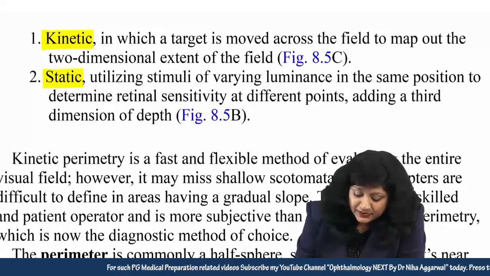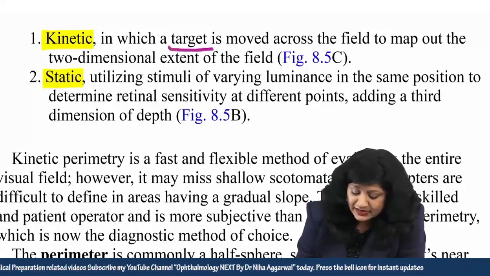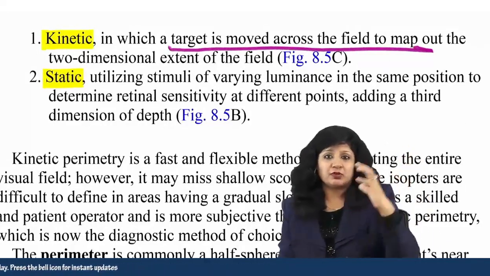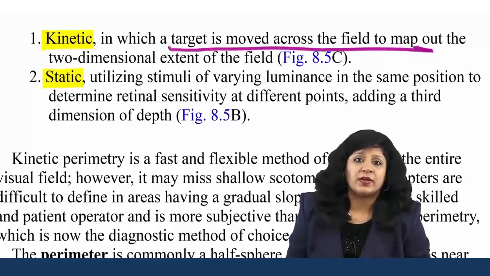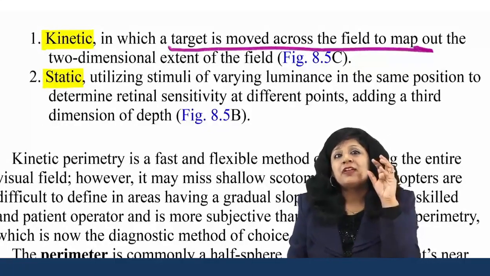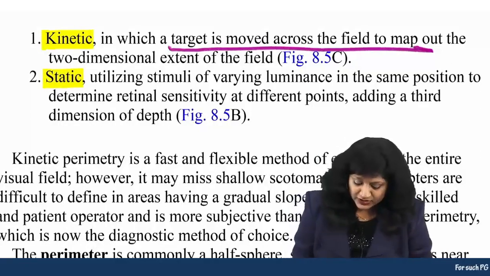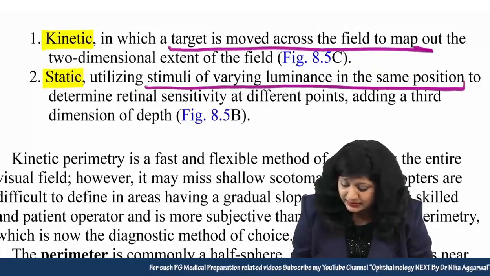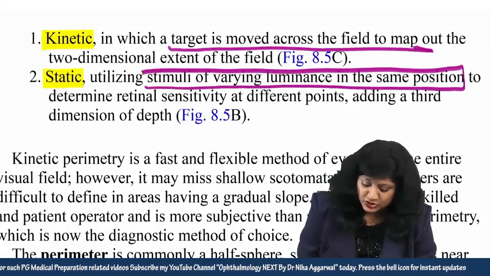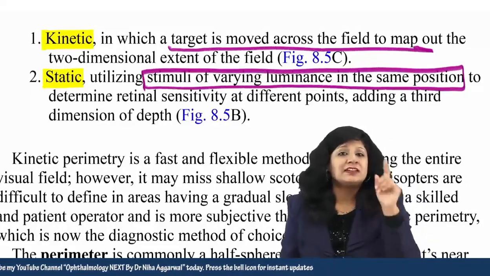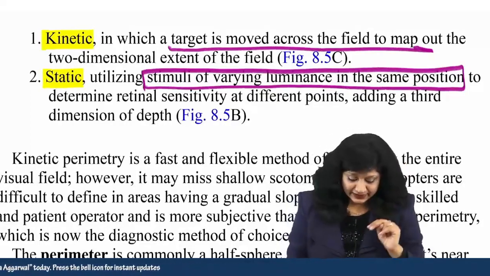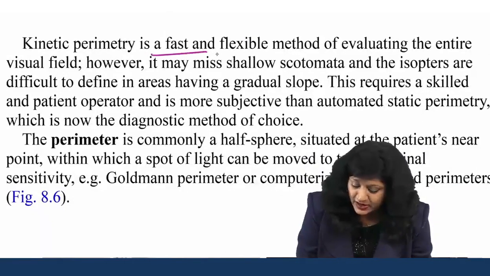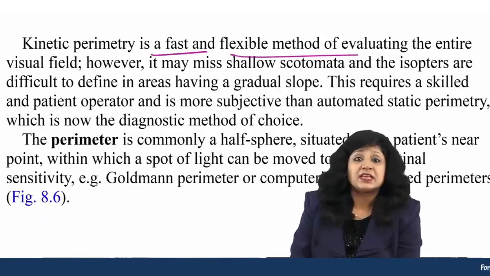In kinetic perimetry, what is happening? The target is moving across the field. Okay, so if the target is moving, we have a movable target, that is your kinetic one. While when we have the static, it means the object is not moving, the fixation is not moving. So we are having stimuli of varying luminance but in the same position. So if the position is the same, and luminance is differing, that is static, and if it is moving, then it is kinetic. All right. Kinetic perimetry is a fast and flexible method of evaluating the visual field.